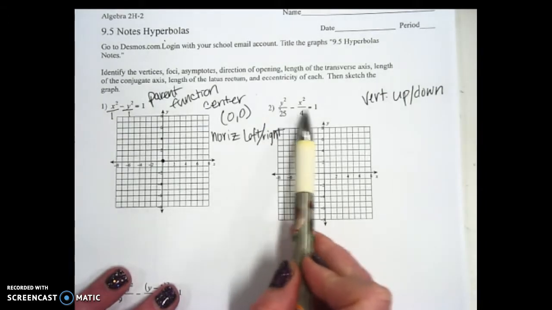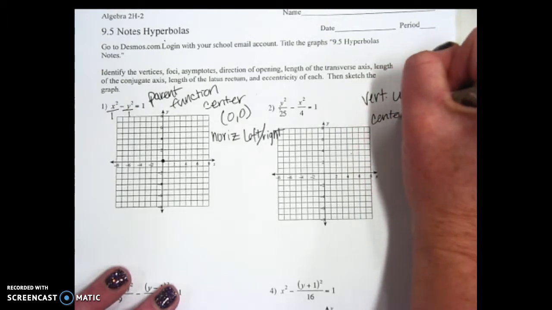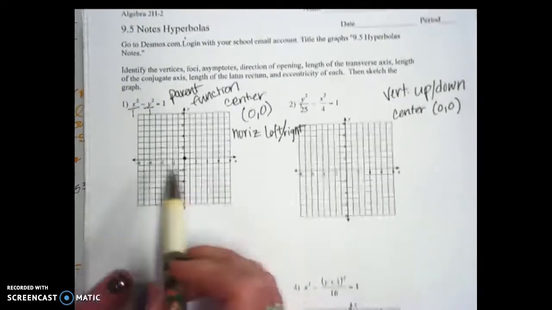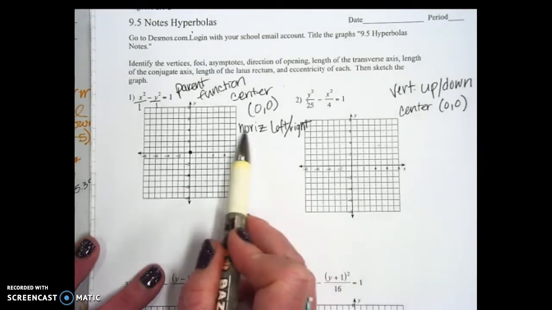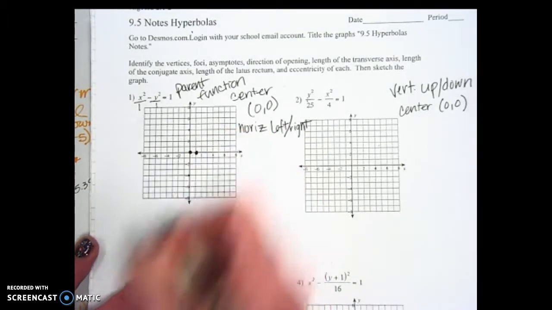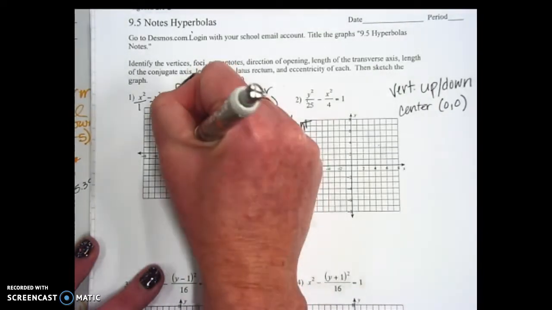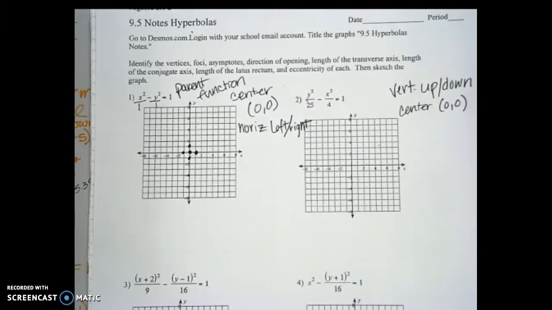Number 2 also doesn't have anything being added or subtracted, so its center is also going to be at 0, 0. So if we're starting at 0, 0 on number 1, and we're going to open right and left, from this point, we're going to go 1 to the right, put a point, 1 to the left, put a point. Then we're going to go up 1 and down 1. In this case, it's going to make a square. In most of the hyperbolas, it's going to make a rectangle.